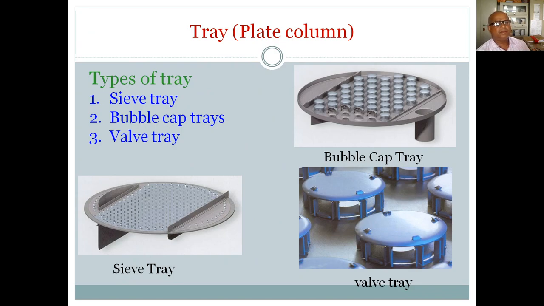Now, how does it look? Generally there are three types. One is the sieve tray, one is the bubble cap tray, and another is the valve tray. Now you see, I told this is a circular disc. Yes, this is the valve tray. So this is a circular tube. So one plate is there.